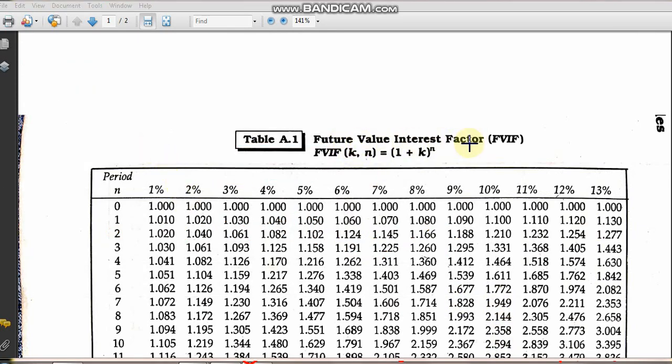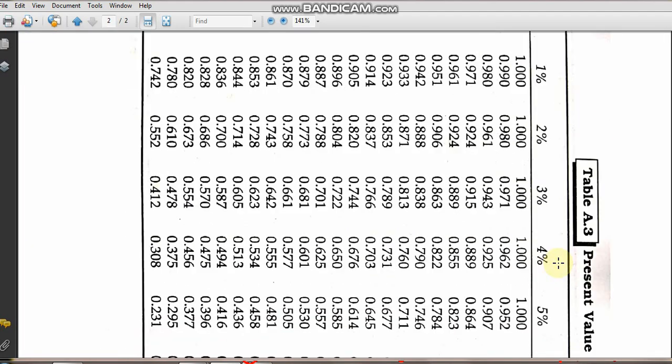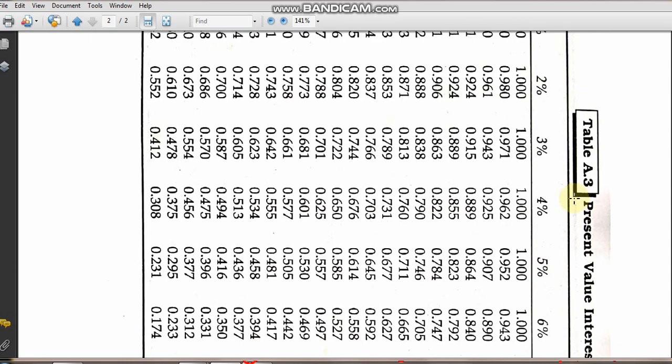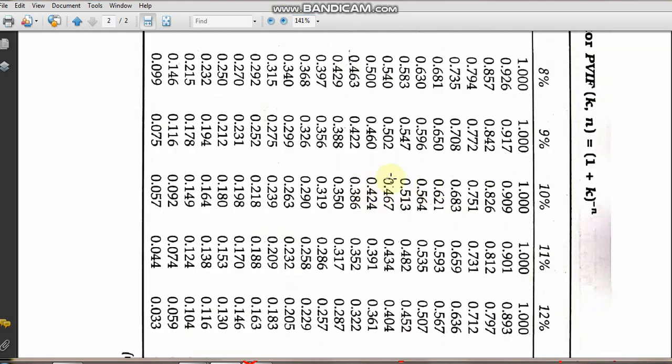Now see, I have the future value table open here. Let me go to the present value table first. So this is my present value table, present value of interest factor. I have to find out 6 years. Now here these are the years and here percentage. So first find out 6th year. So this is my 6th year, and I need 10%. So 10%, 6th year, 0, 1, 2, 3, 4, 5, 6.